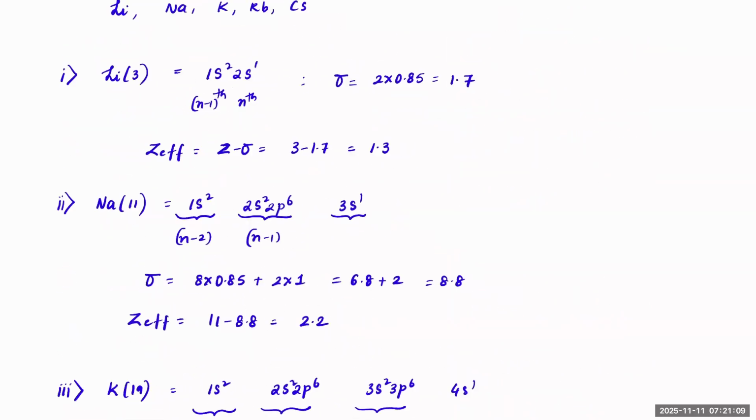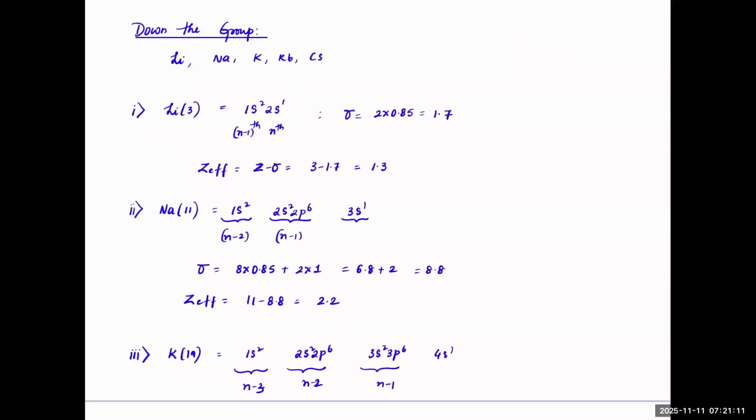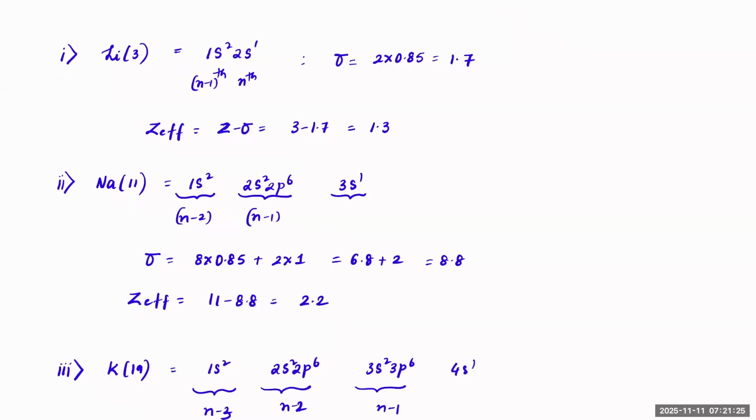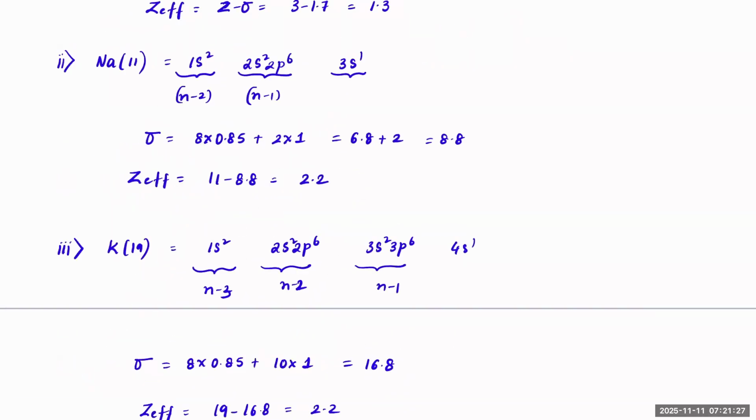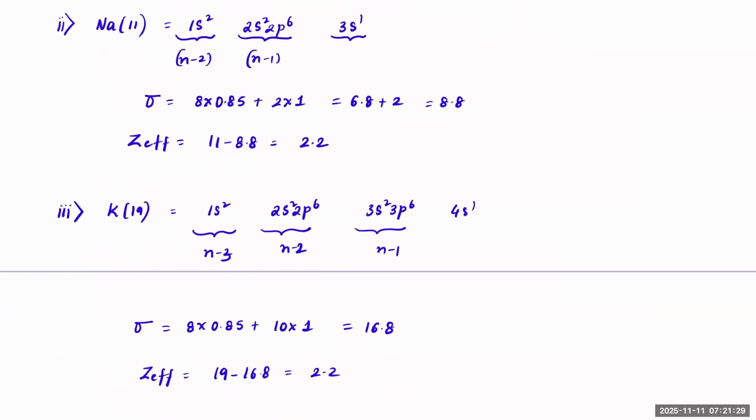Now down the group. Check out what is happening down the group. Lithium, if you calculate, you're getting 1.3. And lithium, in fact, group 2 period, second period elements are exceptions. Their Z effective value does not follow a pattern. But if you notice, sodium, potassium, rubidium, they all are following a pattern. When you calculate their Z effective value, it comes out to be the same. And this becomes an important way to explain why the size is increasing down the group.